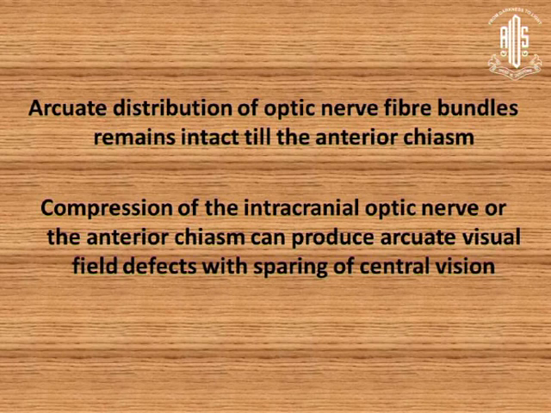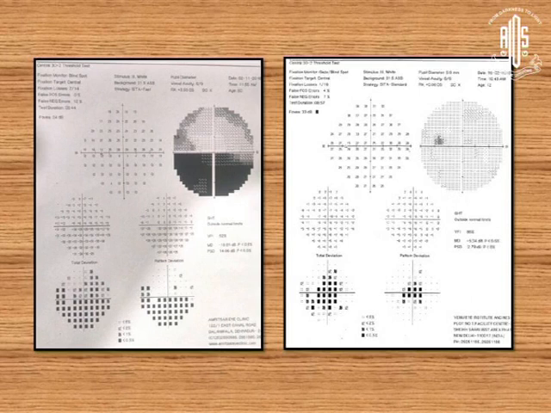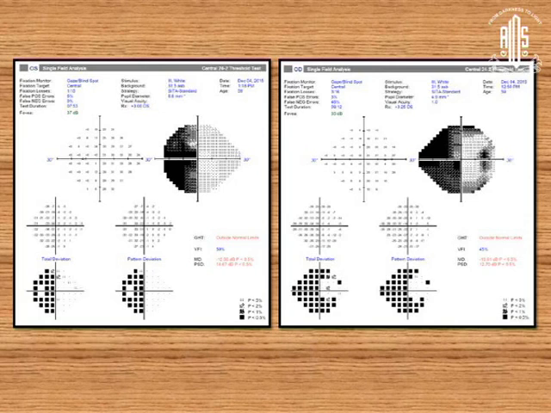We need to remember that the arcuate distribution of optic nerve fiber bundles remains intact till the anterior chiasm. So compression of the intracranial optic nerve or the anterior chiasm can produce arcuate visual field defects with sparing of central vision, which can simulate a glaucomatous picture almost exactly. However, if you do have some typical neurological fields, then this will give you a further clue, like an inferior altitudinal defect in a patient with a history suggestive of AION, or a dense central scotoma, or if you have lesions which respect the vertical meridian, which never happens in glaucoma.